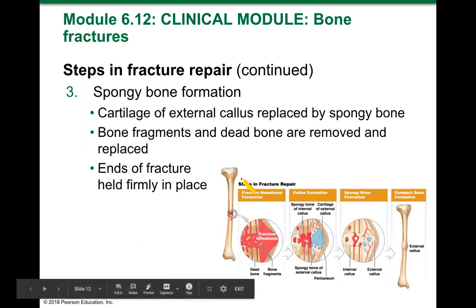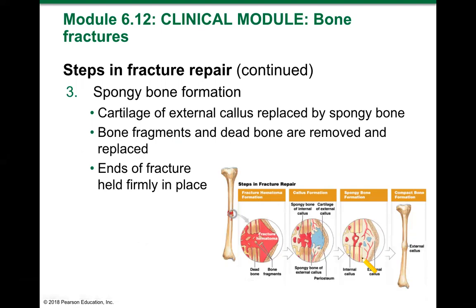You then have spongy bone formation. So that's the cartilage of the external callus. It's going to be replaced by spongy bone, and bone fragments and dead bone are going to be removed by those immune cells. And then the ends of the fracture are firmly held in place.